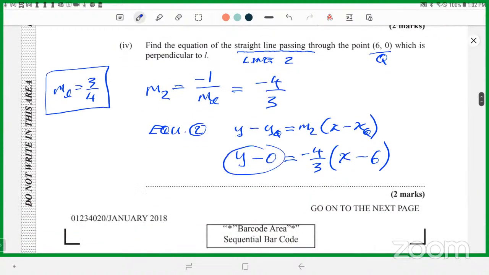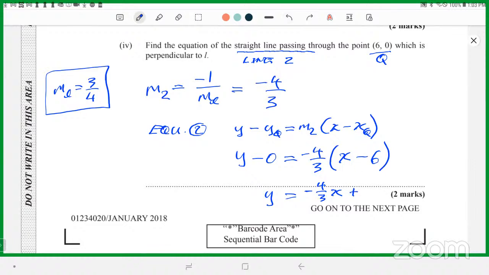Now this y minus 0 is just y. And so I can just calculate this out now straight. I don't have to transpose anything. So it's -4/3 times x first, giving me -4/3x. And then it's -4/3 times -6. That's going to become a positive. I know that already, because minus times minus is positive.